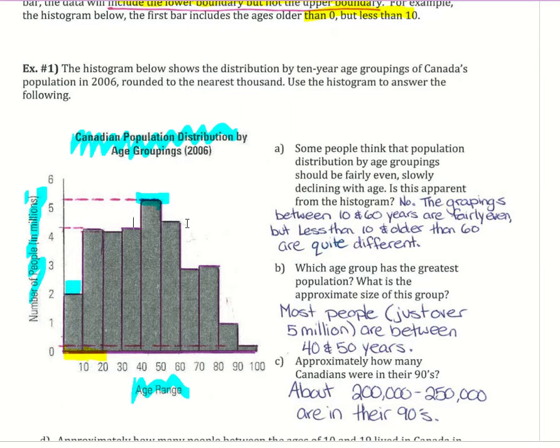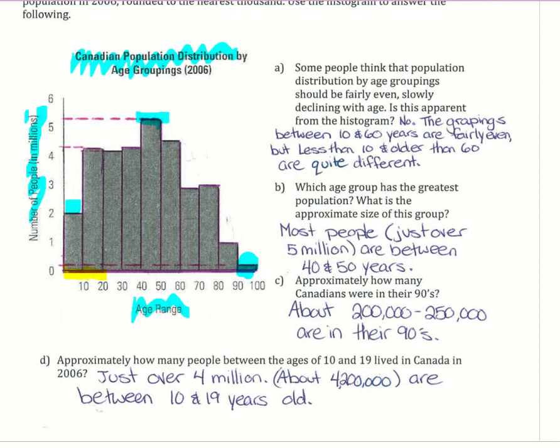Approximately how many Canadians were in their 90s? Again, your 90s would be this part of the histogram here, and it's a tough call on that one. It's about a quarter of the way up, so about 250,000. Not the easiest to read in some ways. Approximately how many people between the ages of 10 and 19 lived in Canada in 2006? Again, you would look here between 10 and 19, and you can see about a little over 4 million people.